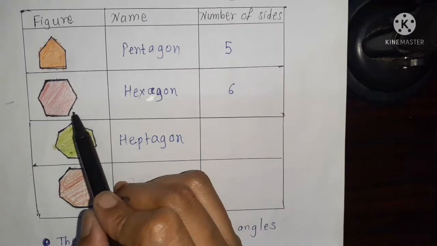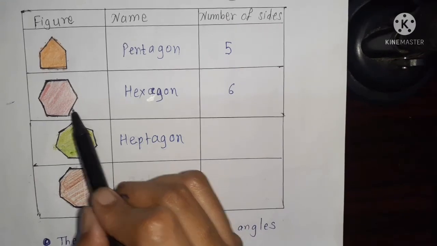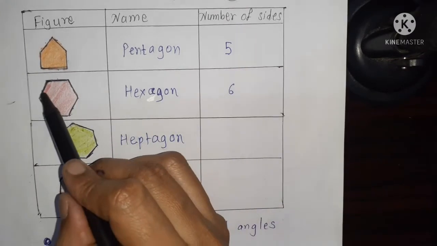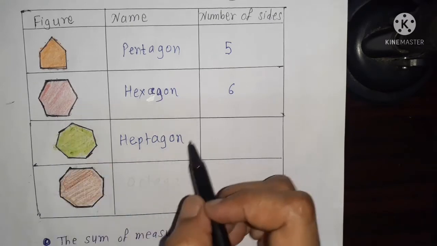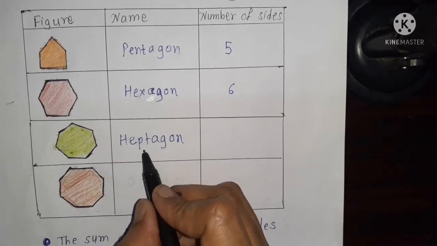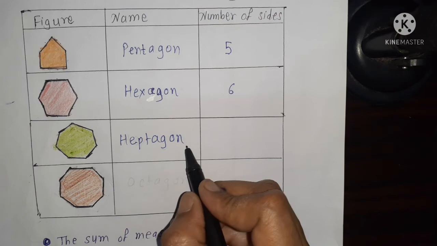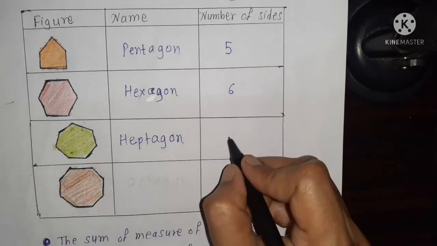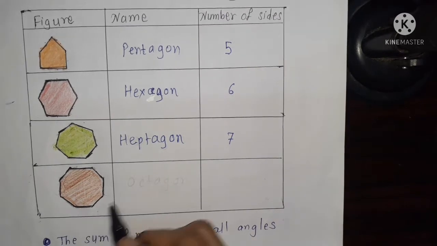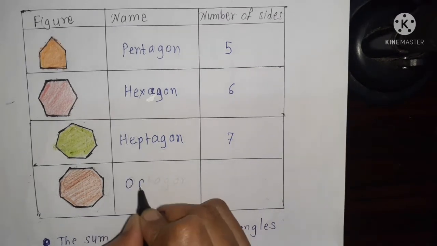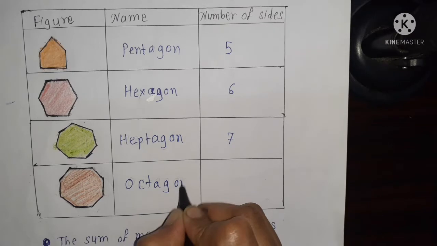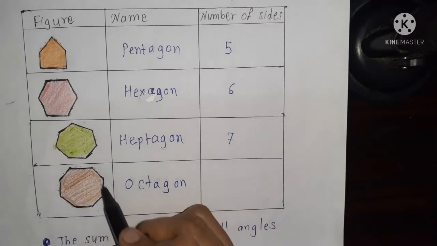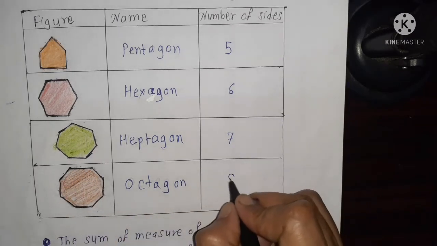Number of sides 5. Second figure name: hexagon, number of sides 1, 2, 3, 4, 5, 6. Third figure: heptagon, number of sides 1, 2, 3, 4, 5, 6, 7. And the next figure is octagon, number of sides 1, 2, 3, 4, 5, 6, 7, 8.